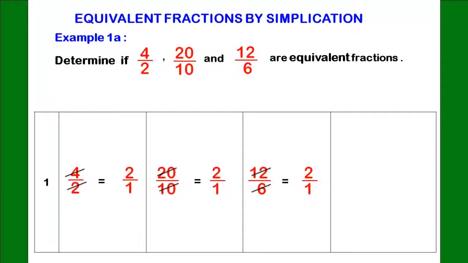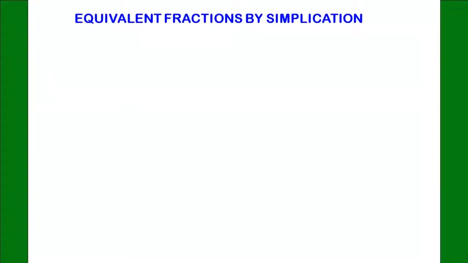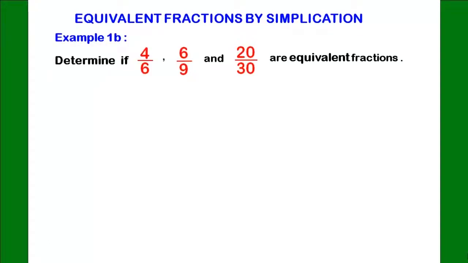You will observe that after simplifying all the fractions, we got the same value of 2 over 1. Therefore, we can say that 4 over 2, 20 over 10, 12 over 6, and even 2 over 1 are all equivalent fractions. Example 1b. Determine if 4 over 6, 6 over 9, and 20 over 30 are equivalent fractions.